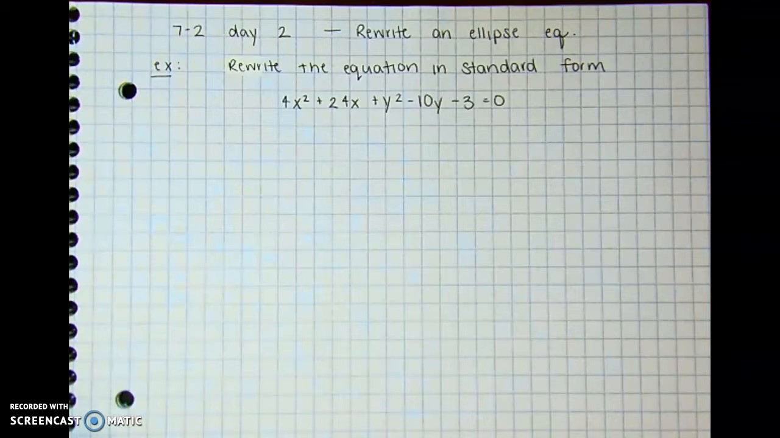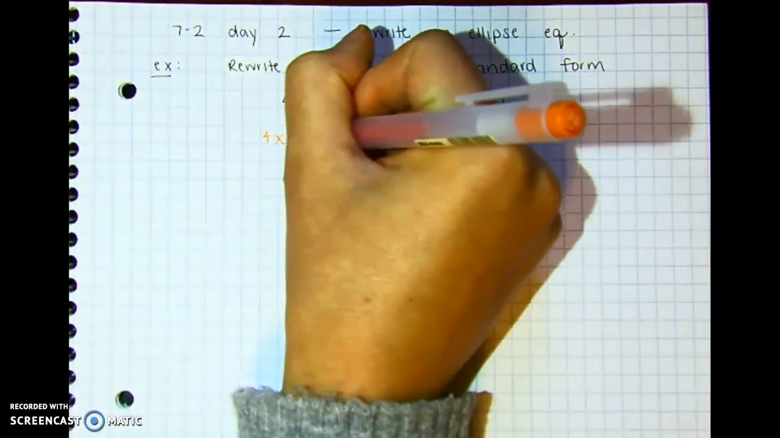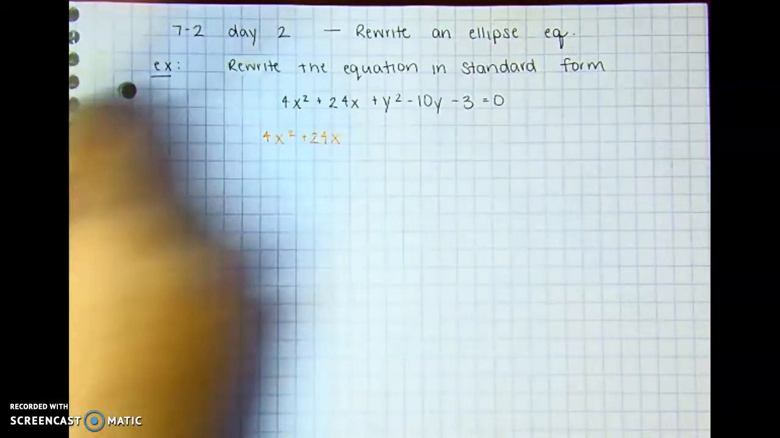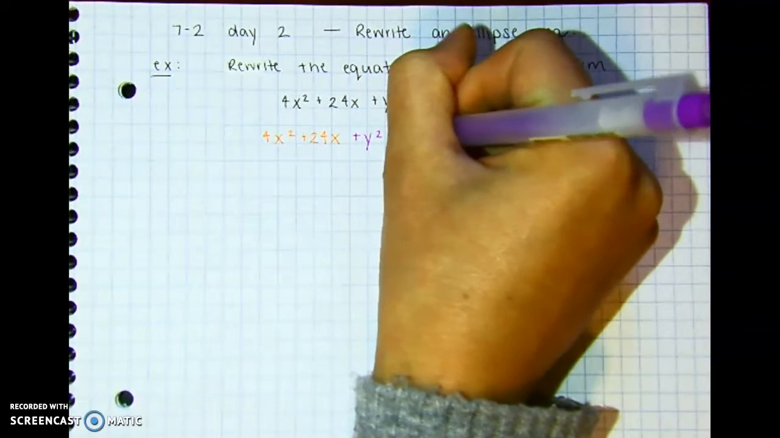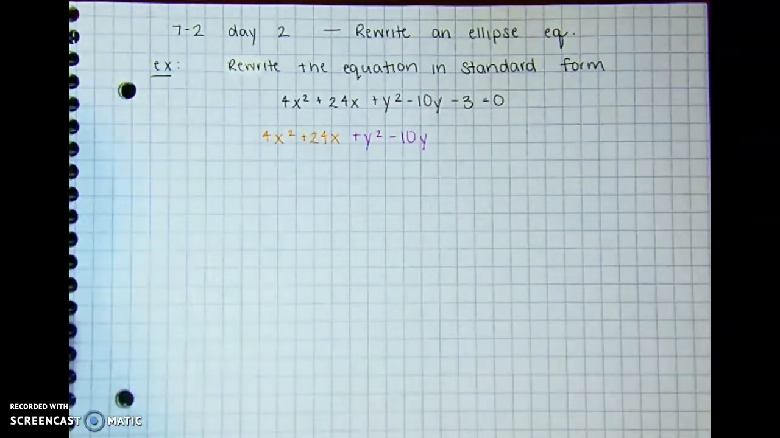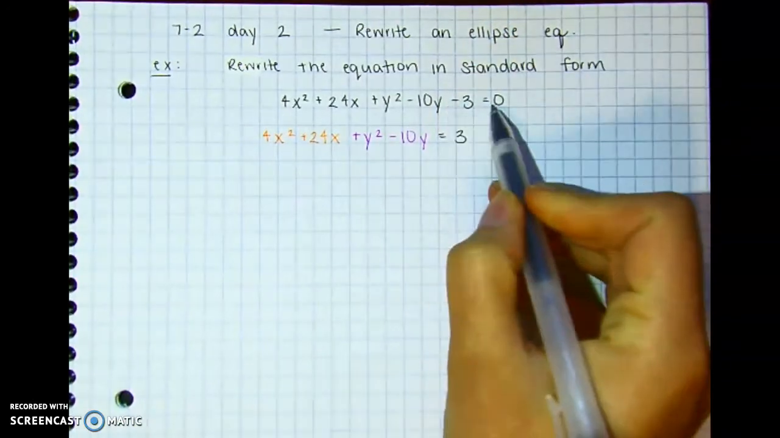And then for the rest of the problem, I'm going to do some color coding to help show the steps. So 4x squared plus 24x plus y squared minus 10y, and then I'll do everything else in black, so equals 3. Okay, let's move that over.